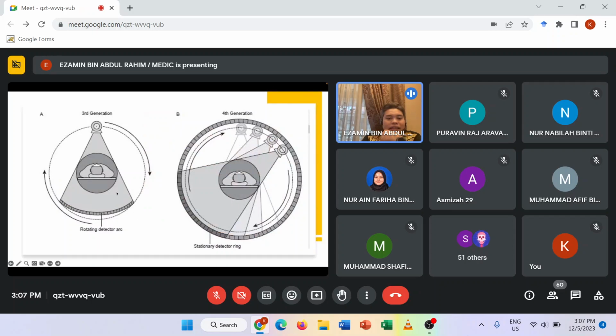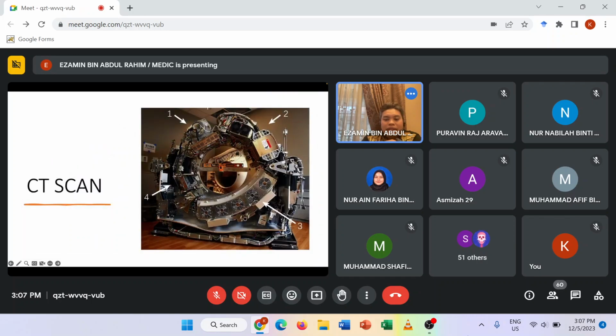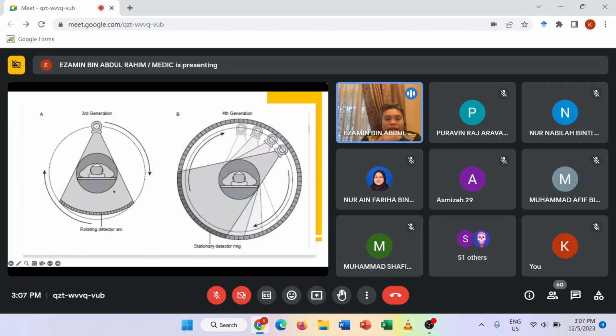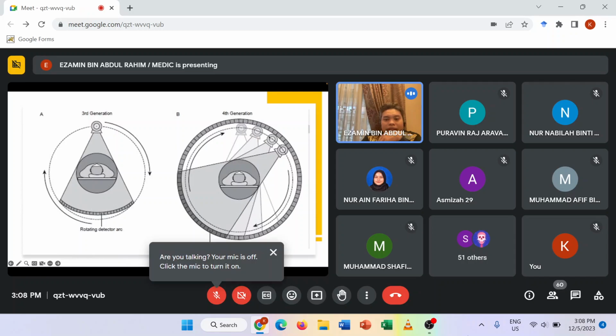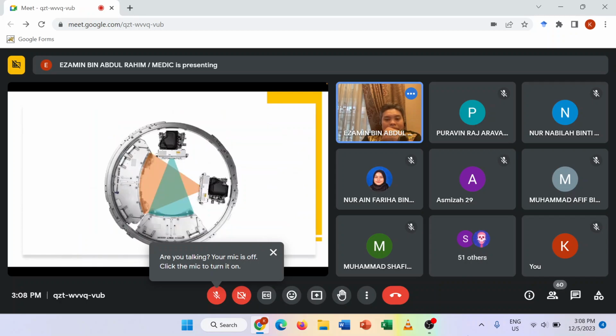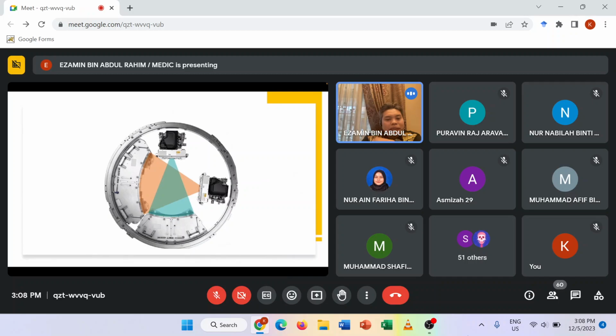So this is the third generation. Once they rotate, you imagine like this, they rotate, so they move the detector. In the fourth generation, only the X-ray tube moves, and there are a lot of detectors, sometimes up to thousands. This is to show you what we have in UPM, which we call dual source. It has two X-ray tubes, but the detector moves together. It's a bit like a hybrid. It's not like the fourth generation.